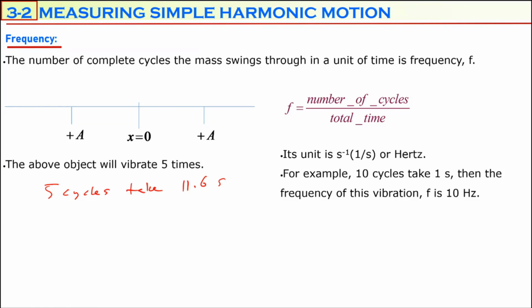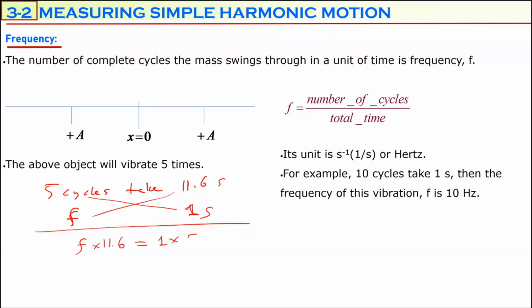So question is that in 1 second, how many cycles are defining the frequency? Cross product. So F multiplied by 11.6 is equal to 1 multiplied by 5. Divide by 11.6, divide by 11.6. So result is, let me have my calculator.